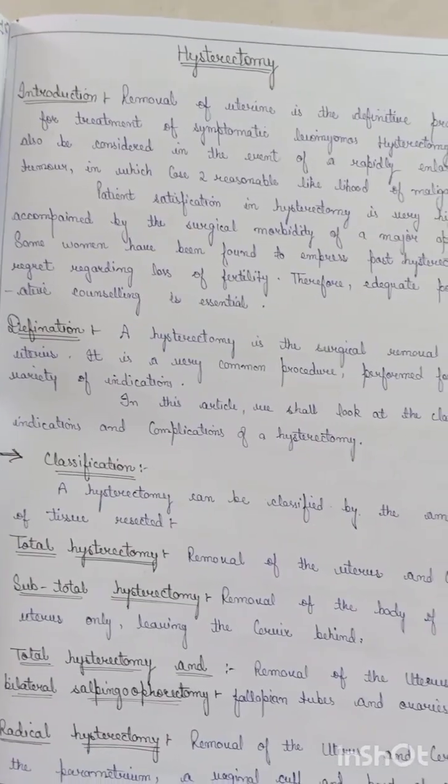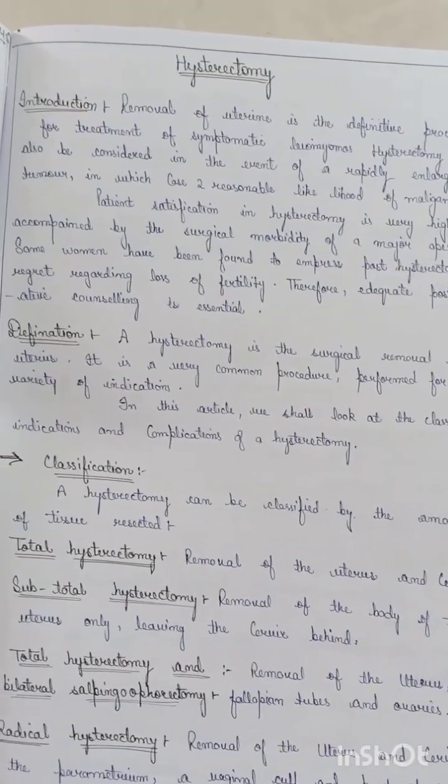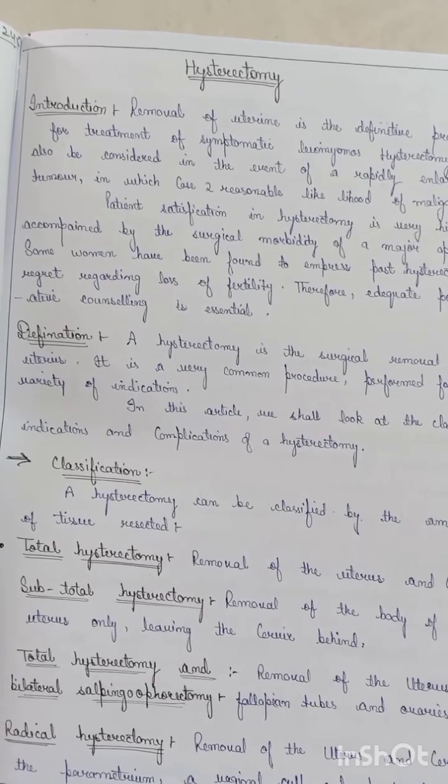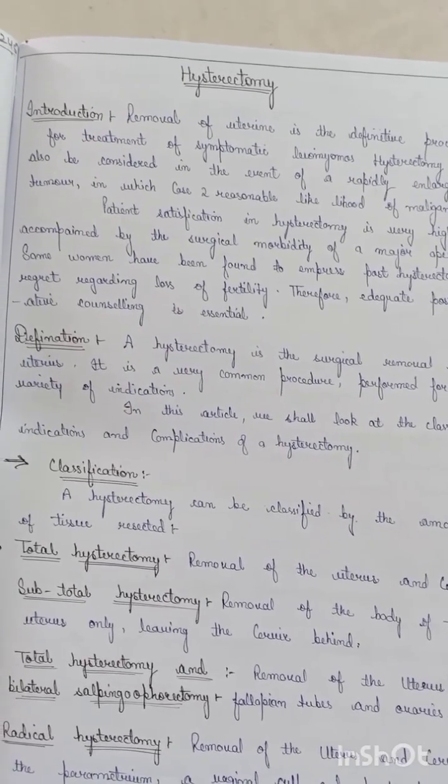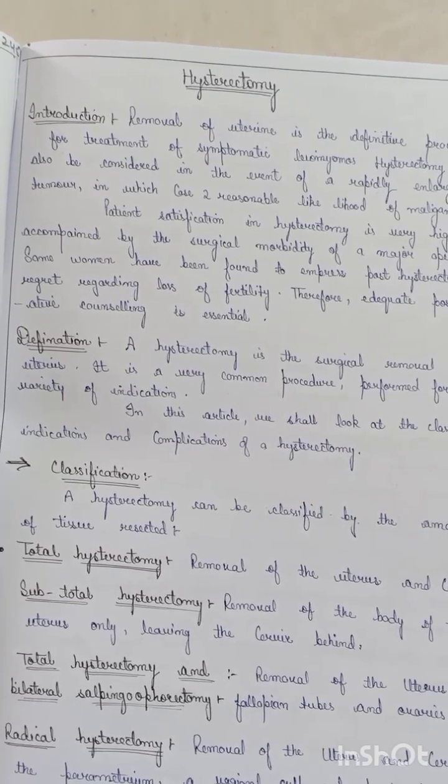Definition: a hysterectomy is a surgical removal of the uterus. It is a very common procedure performed for a variety of indications. In this article, we shall look at the classifications, indications and complications of hysterectomy.